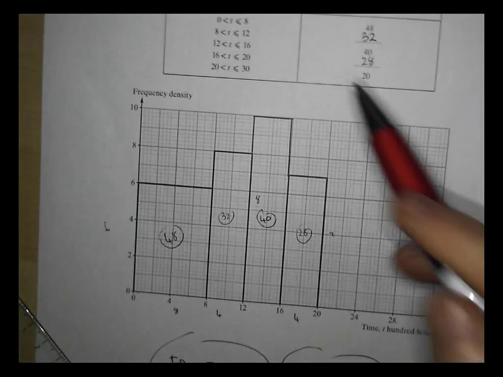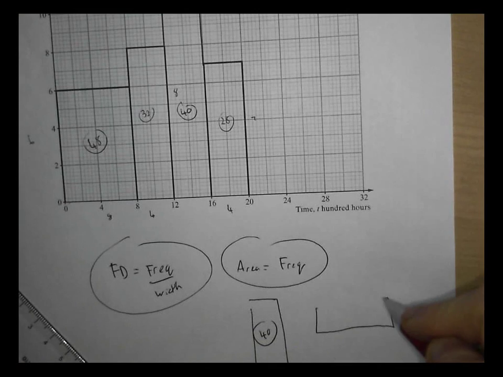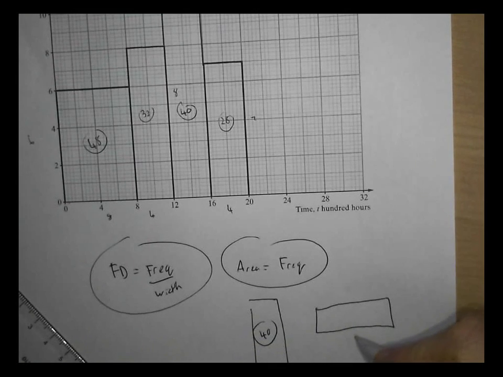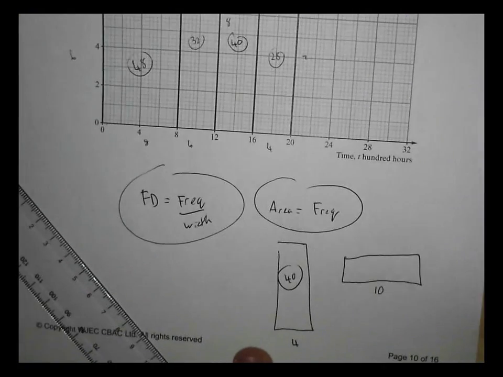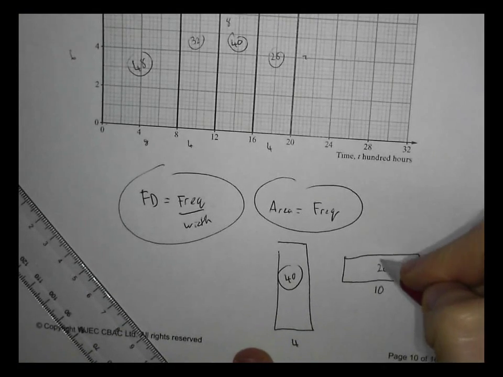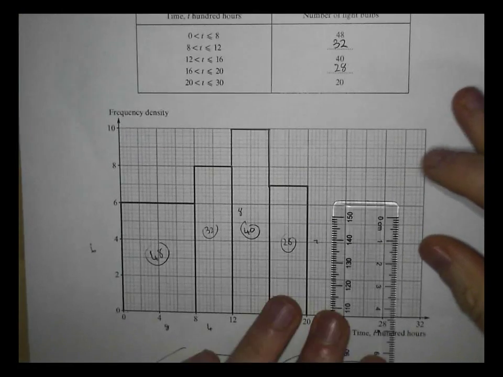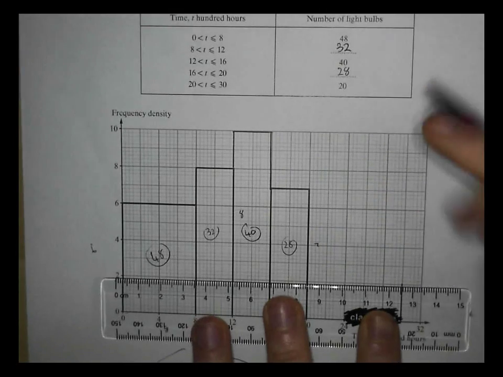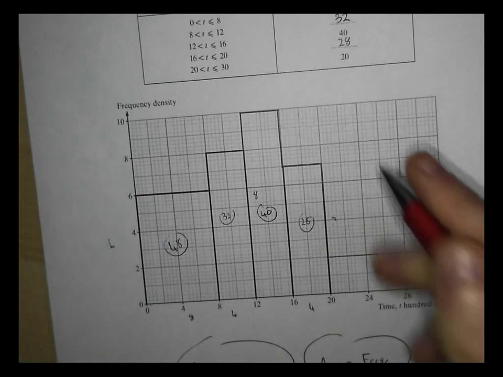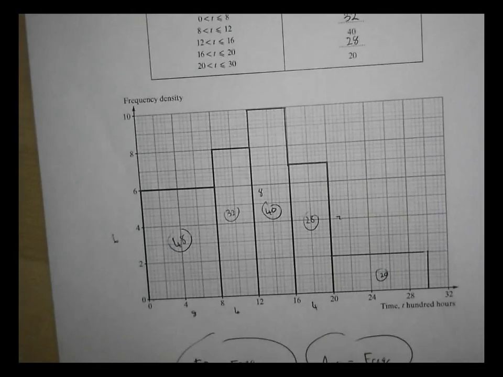And that leaves us with this last one, 20 to 30. I need 20 light bulbs in there. Again, let's draw myself a little rectangle down here. 20 to 30 has a base of 10, and I need an area of 20. Well, the only way I'm going to get an area of 20, I think, is if I have a height of 2. So 20 to 30, I need a height of 2. Bang that in there, bang that across there. 20 to 30, and we're good to go. That's got an area of 20.